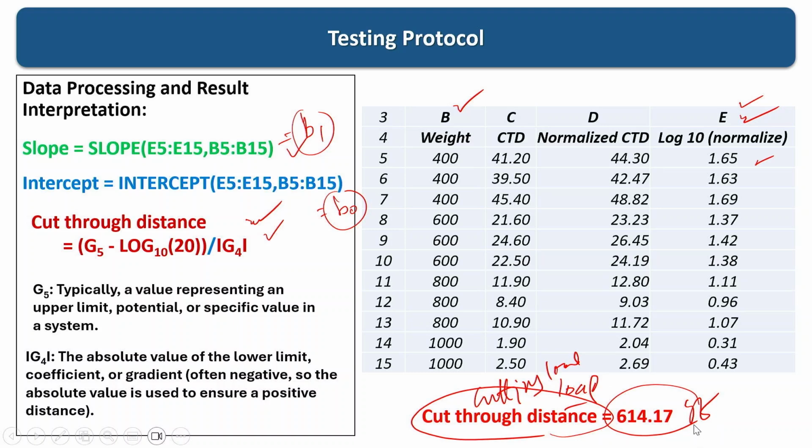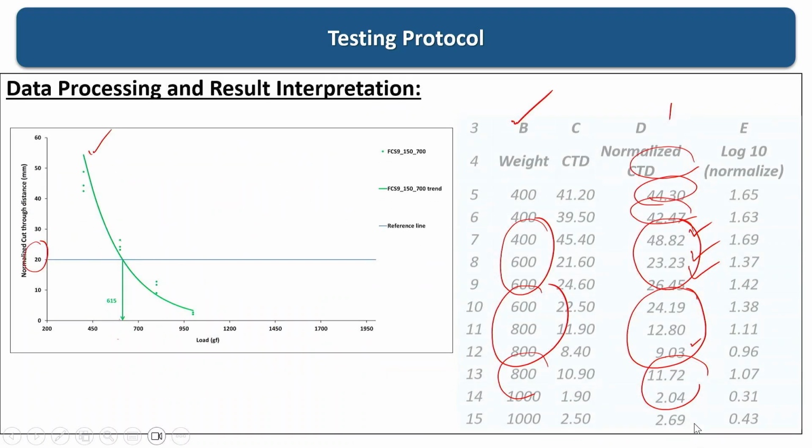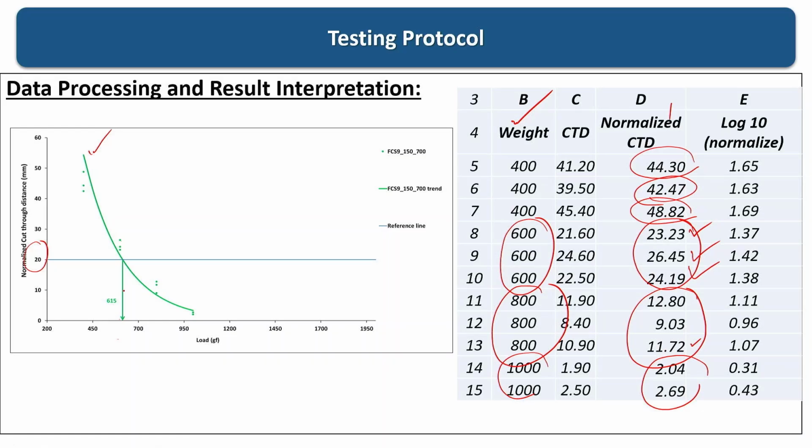So, typically it is around 615. The same data we are getting here. So, 615 is the cutting load. At that load we get the normalized cut through distance of 20 millimeter. This is as per the standard. So, this is the cut resistant value. Similarly, this is used for the ISO system, and in case of ASTM we use the logarithmic value of the normalized cut through distance.